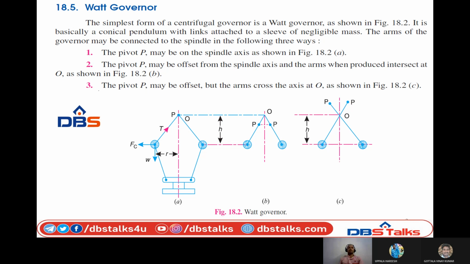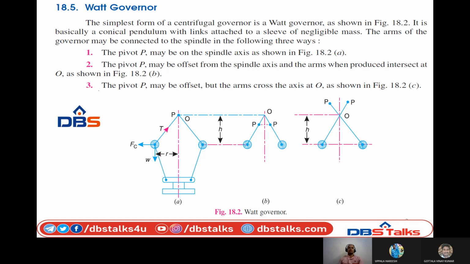In exceptional cases, the arms and the links are of the same size. For this we have to find the relation between h and n. This is a conical pendulum with the links attached to the sleeve, with negligible mass. Since these rods or arms have some weight, we neglect the masses of the arms and links.